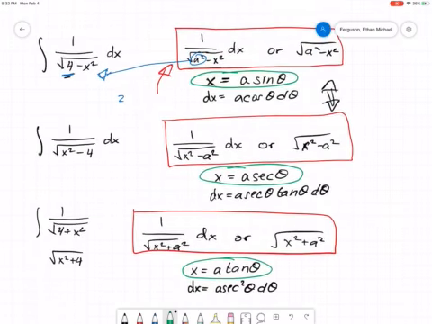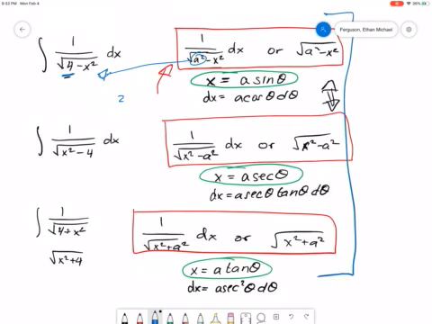So now you have all three of your basic trig substitutions that you will use in this section. And you just look at the form that's inside the square root to see which trig substitution you're going to use.